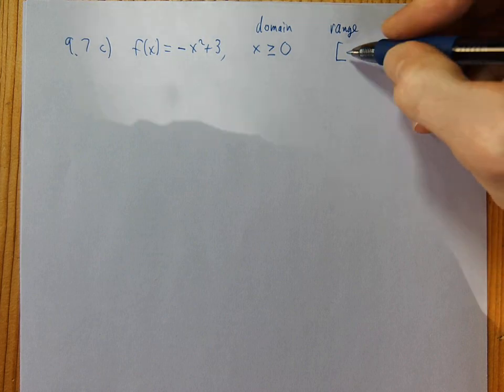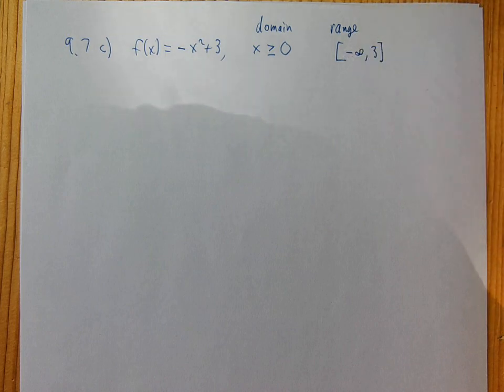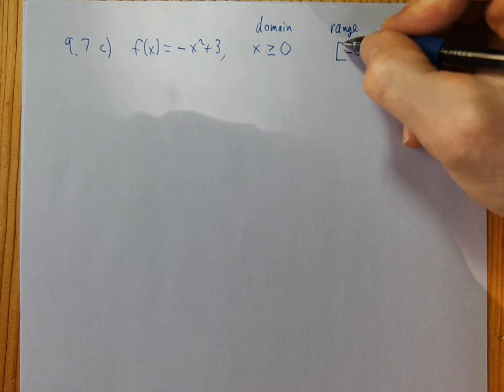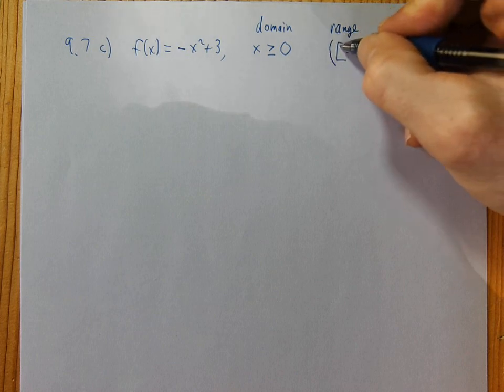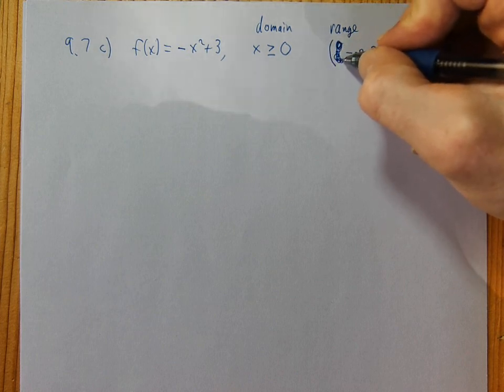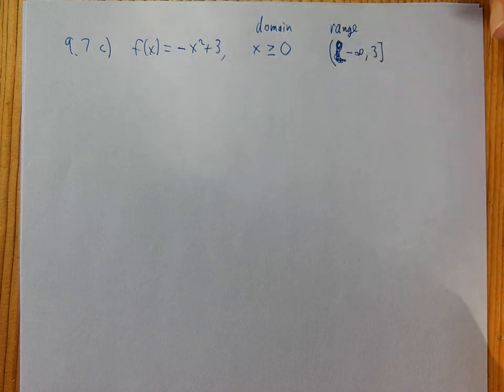And really, I shouldn't put a bracket like that for negative infinity because you can't ever include infinity. So really it should be a regular parenthesis like that, not a square bracket, because you can't ever include negative infinity. Okay, so that's the domain and range.